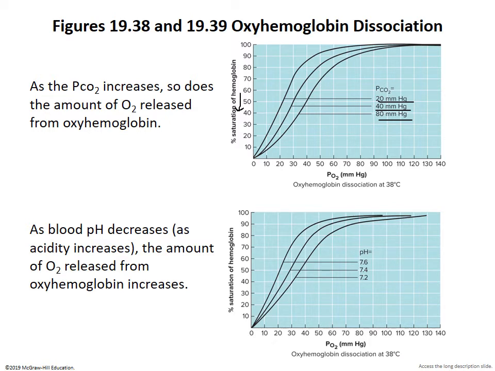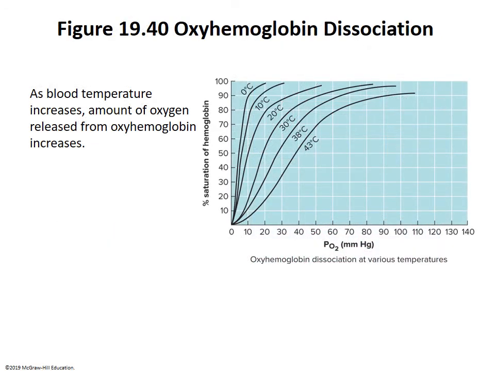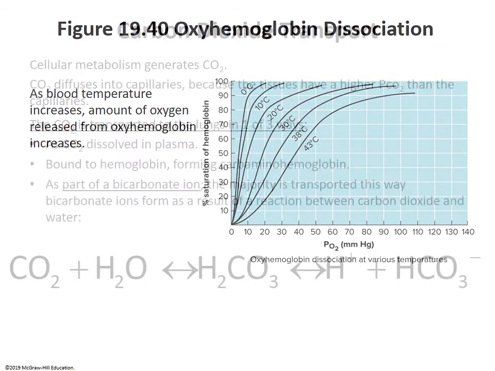Same thing here on the pH. As the pH gets lower, or I should say becomes more acidic, I'm going to have a lower saturation level of the hemoglobin because more oxygen is going to be released. This is the same for temperature.